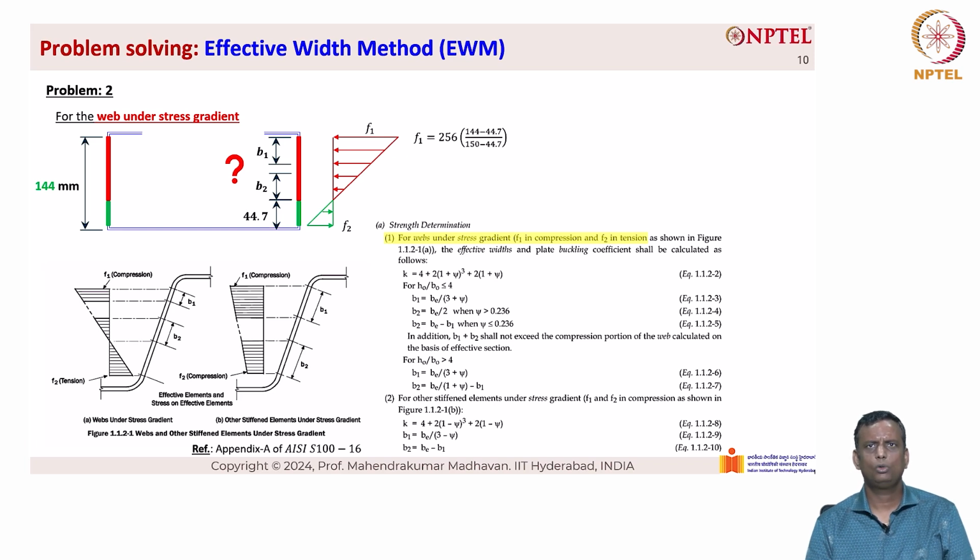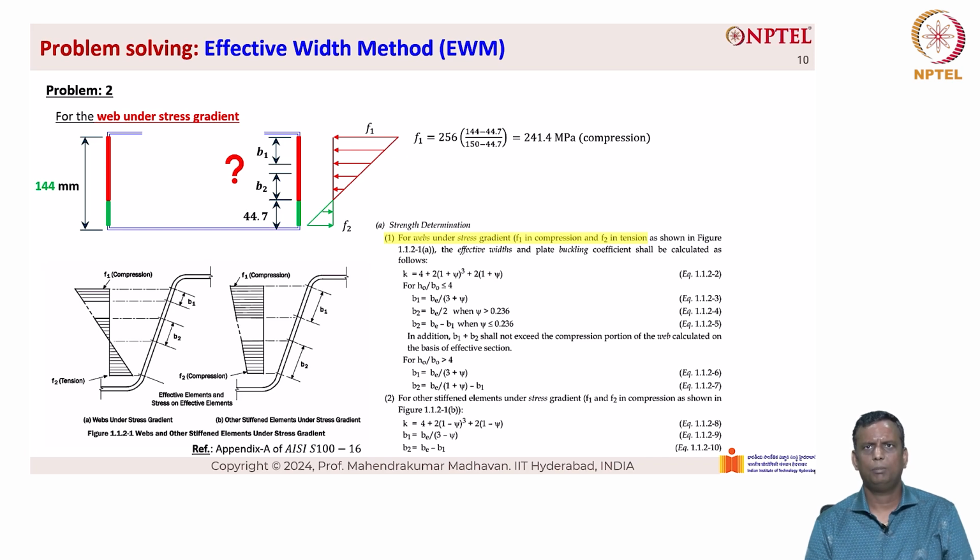So F1 is equal to 256 into (144 minus 44.7) divided by (150 minus 44.7). Here we are taking the topmost edge, including the corner radius, where 256, that is the maximum stress, can take place. So if 256 is going to take place at 150 mm, what will happen at 144 mm? That is the linear variation that we have found out here, and we get the value of 241.4 MPa, that is the compressive stress acting at 144 mm.